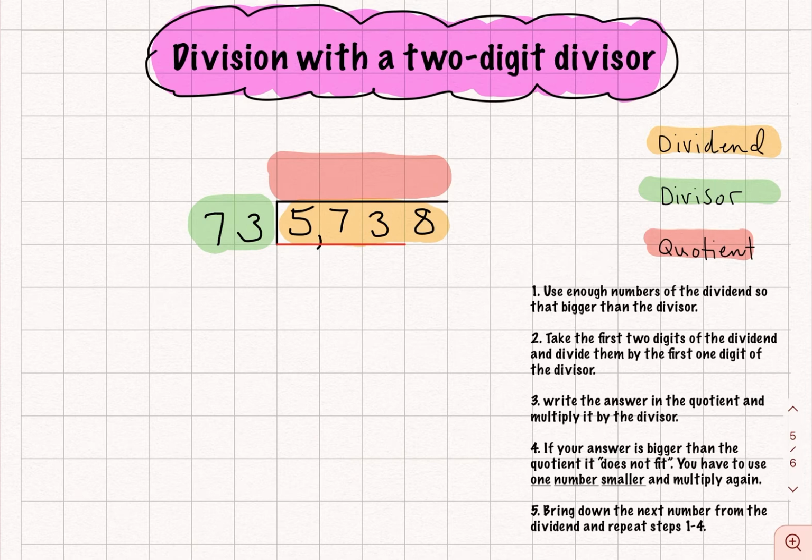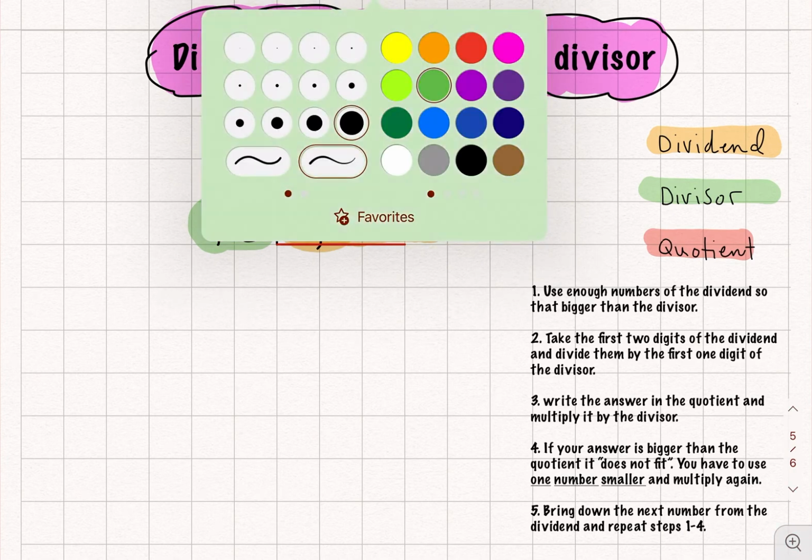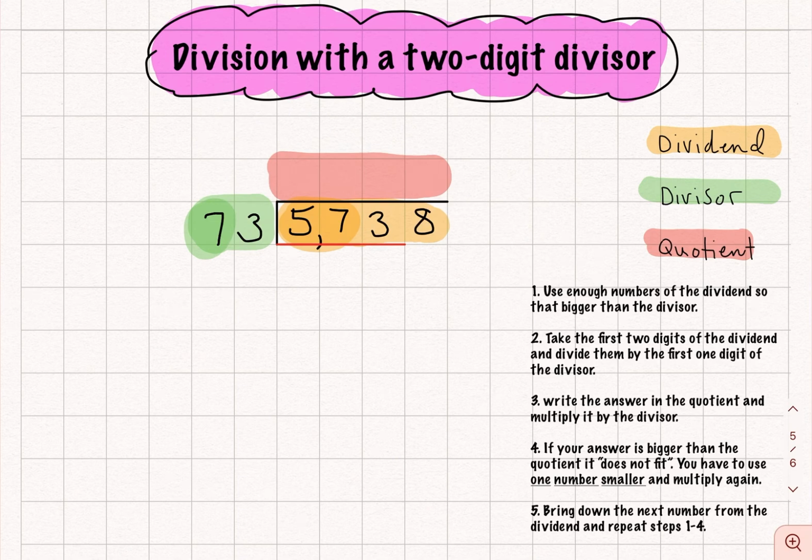Now step two is to take the first two digits of the dividend, because we've got two digits here, and divide them by the first digit in the divisor. So let's give that a try. Let me show you what I mean here. I'm going to take these two numbers here, and let's use the same color just so we're really consistent. I'm going to take 57, and I'm going to divide that by 7. So 57 divided by 7, let's see, 57 divided by 7 equals 8, okay? So with big division like this, we have to do a little bit of trial and error.